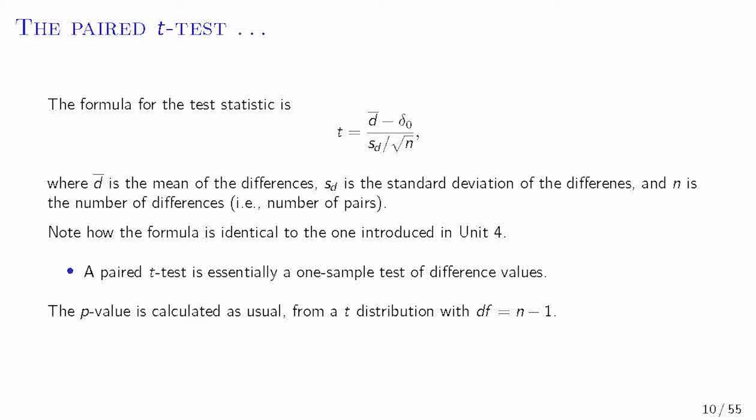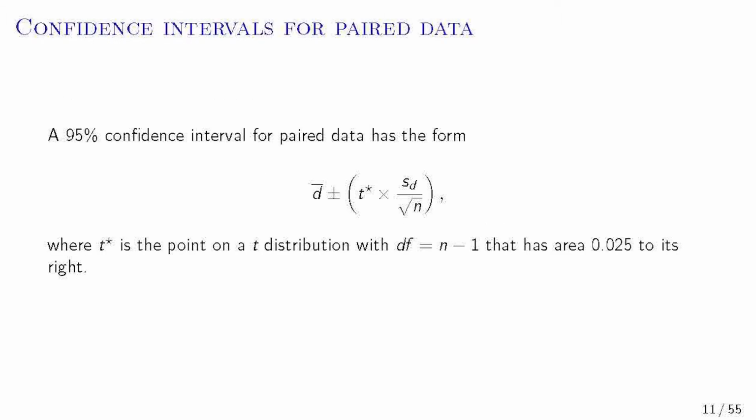We're going to use this t-test, and the formula for this statistic is t is equal to d bar minus delta naught all over the standard deviation divided by the square root of n. Recall, we can also use confidence intervals for kind of an informal hypothesis test. In this case, we can use the 95% confidence interval for paired data as d bar plus or minus t star times the standard deviation over square root of n.